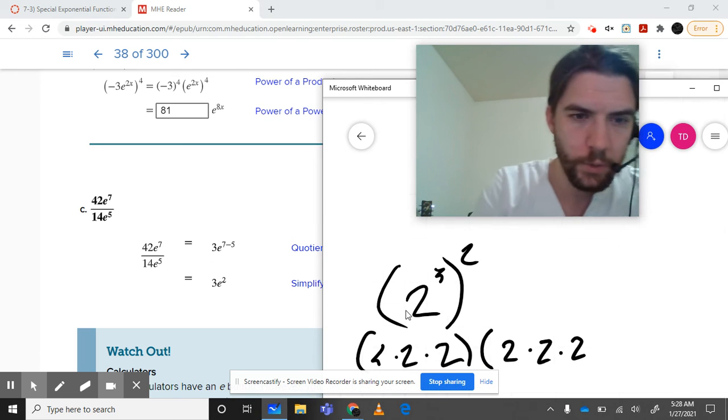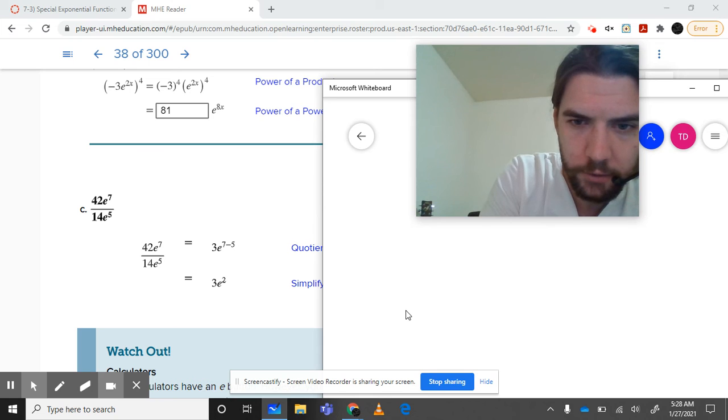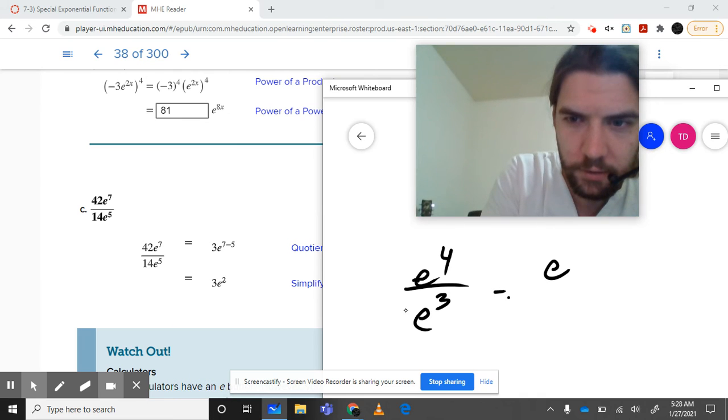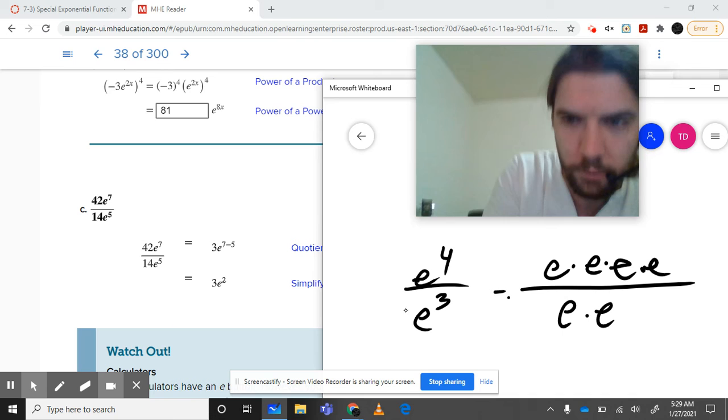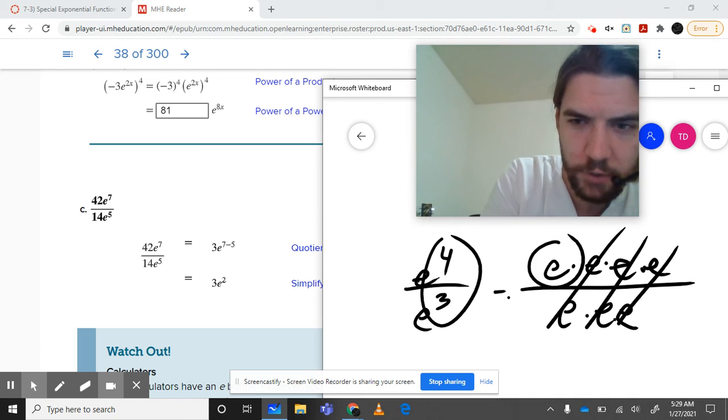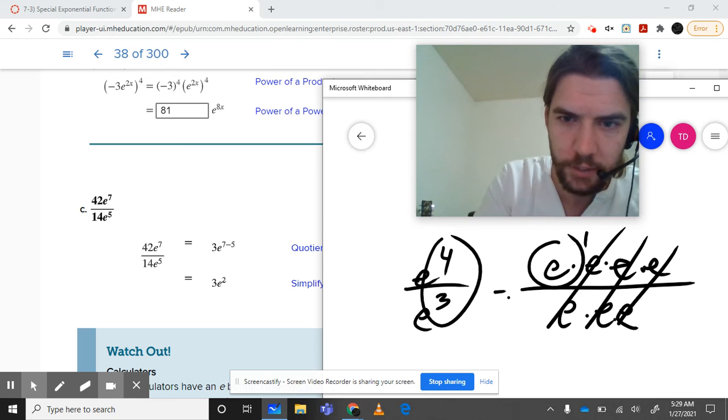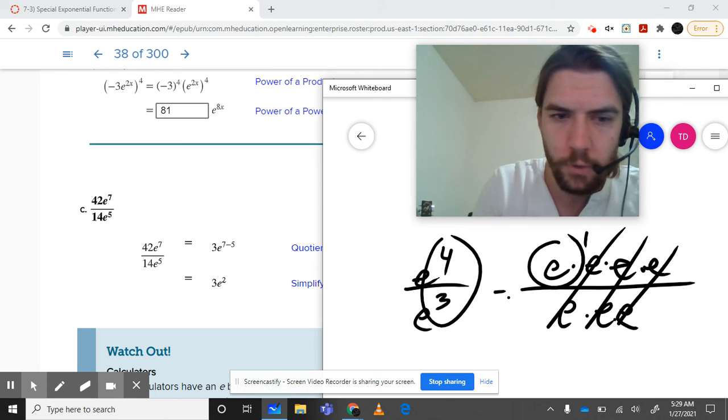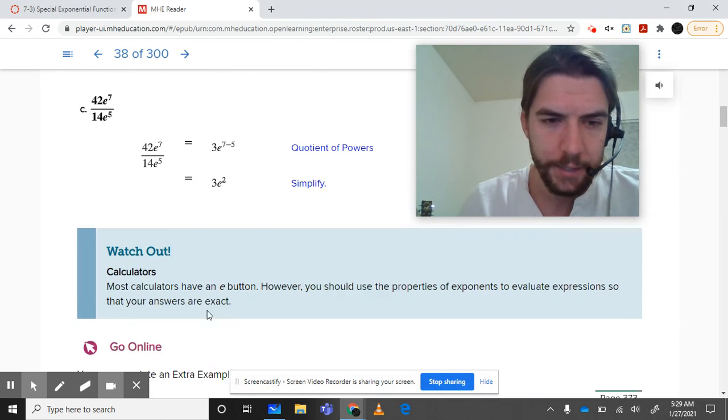You know, the way that works. Let's make them a little smaller. We'll do e to the 4th divided by e to the 3rd. Well, that's 4 e's multiplied over 3 e's multiplied, and we cancel out 3 of them, so we have just done subtraction. That is e to the 1st left over. Okay, so all of those rules apply just as well before.